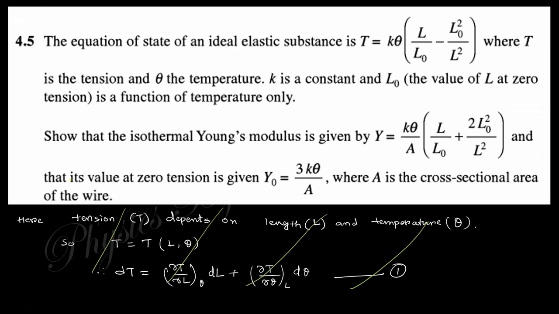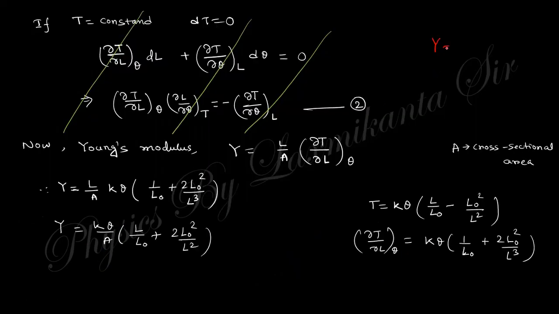Next question says the equation of state of an elastic substance, where T is the tension and theta is the temperature, K is a constant, and L0 is the initial value. So the isothermal Young's modulus will be like that. Young's modulus formula is Y equals F by A over delta L by L. So this can be written as L by A times del F by del L, which is L by A del T by del L.